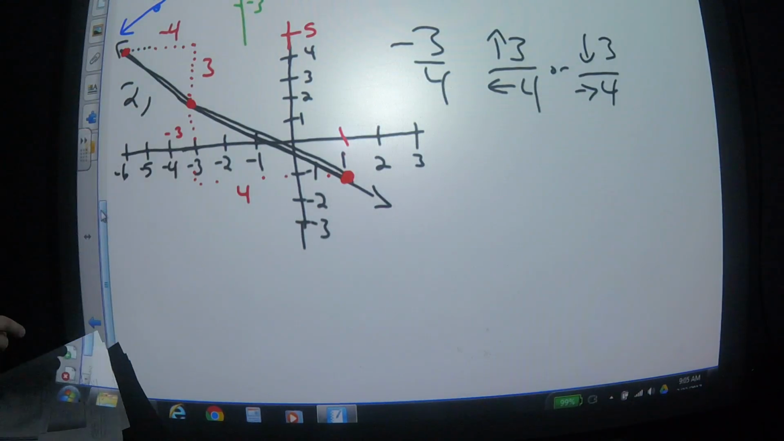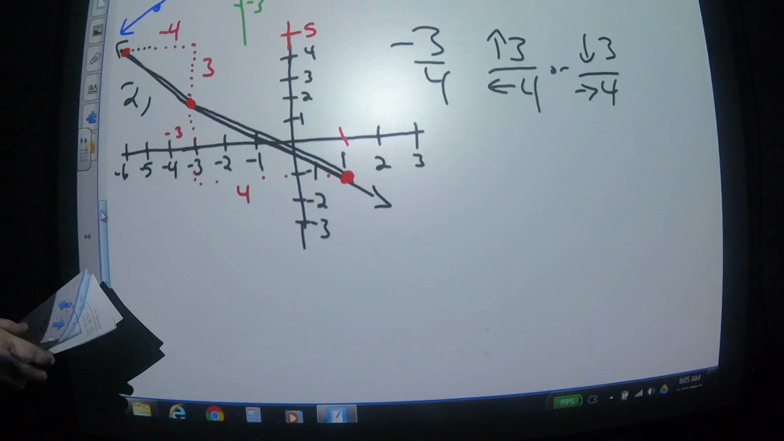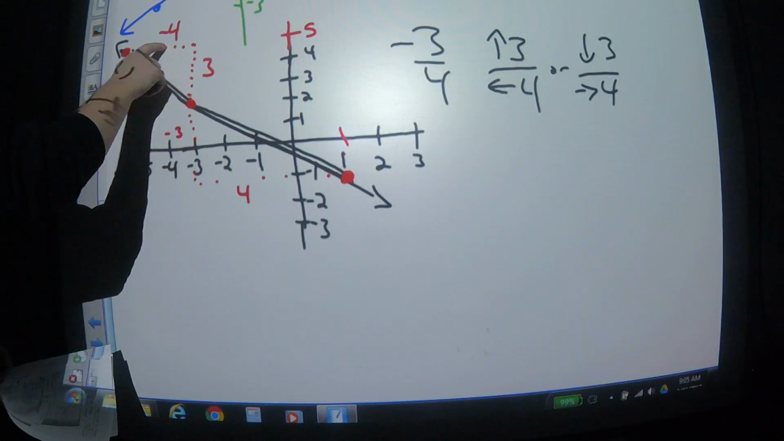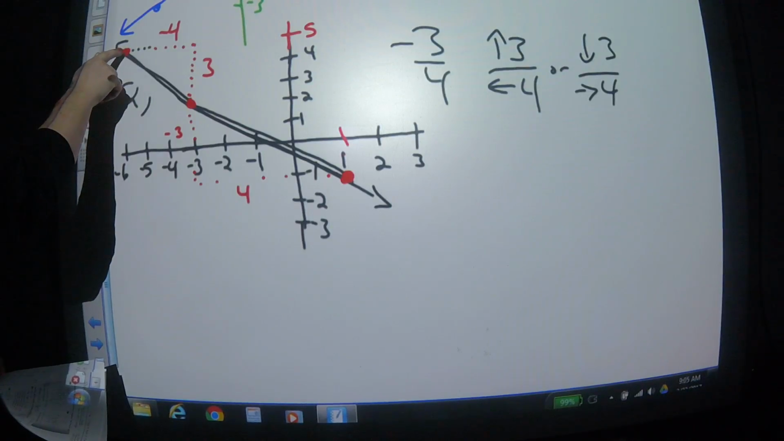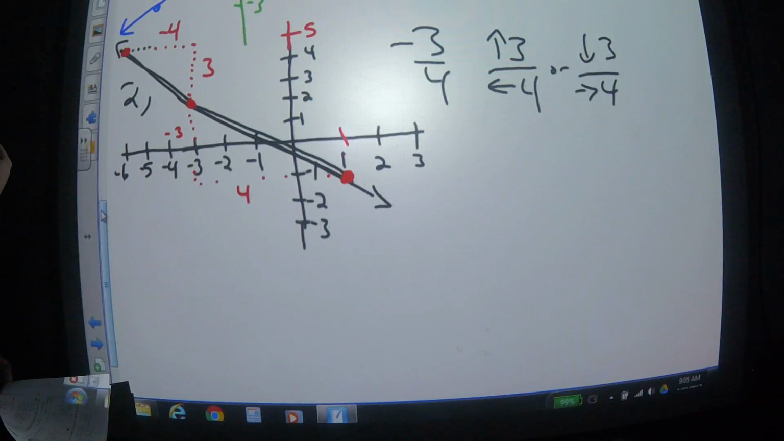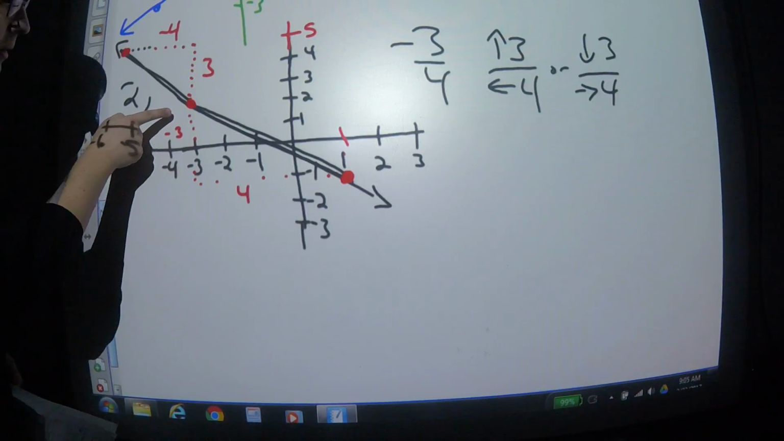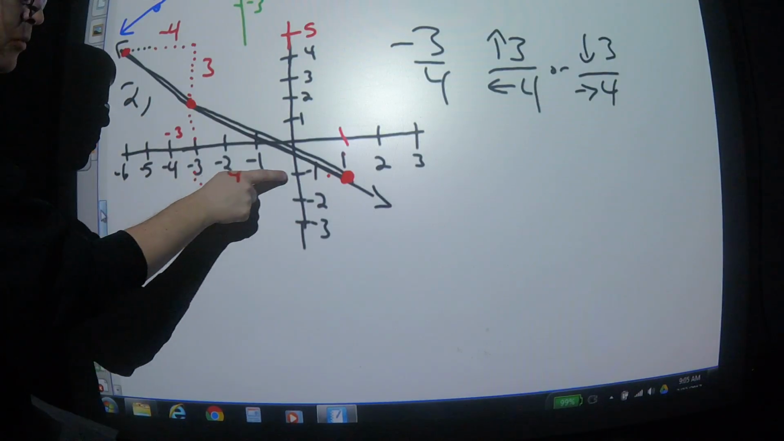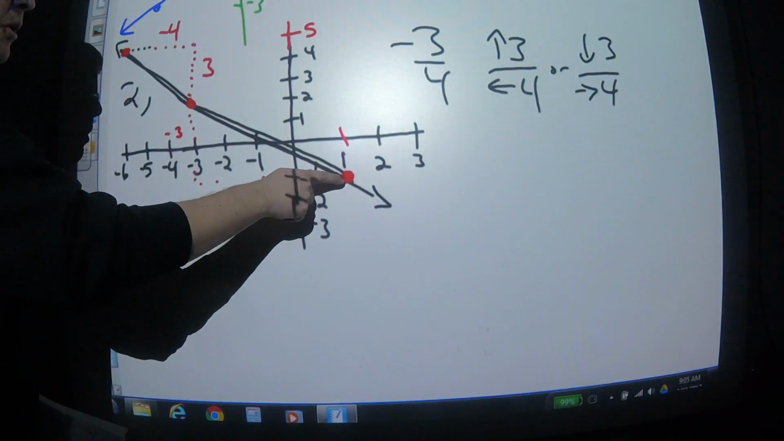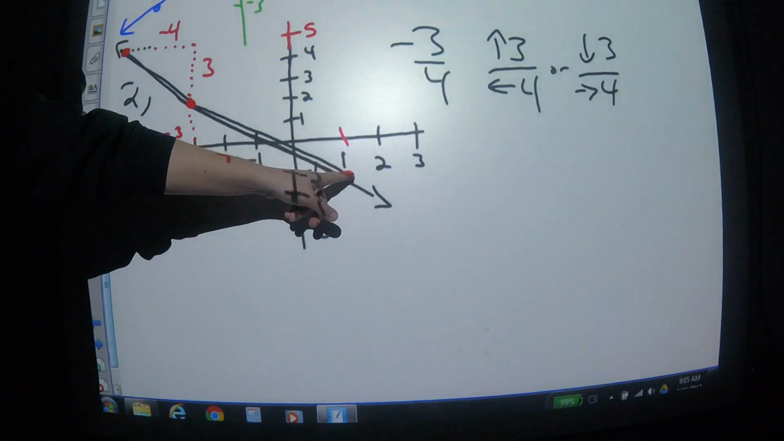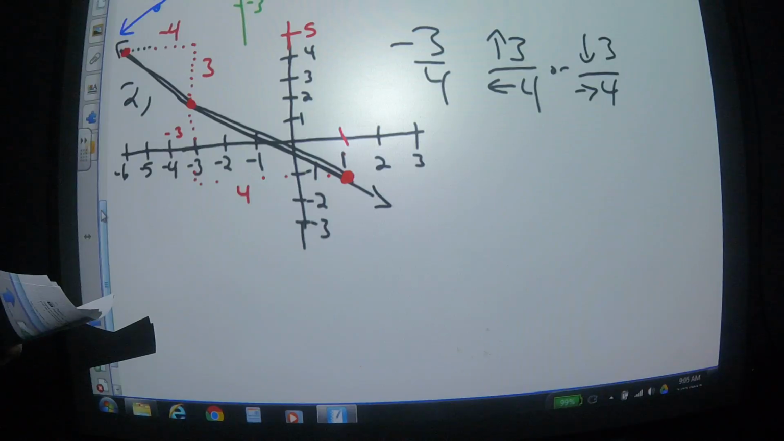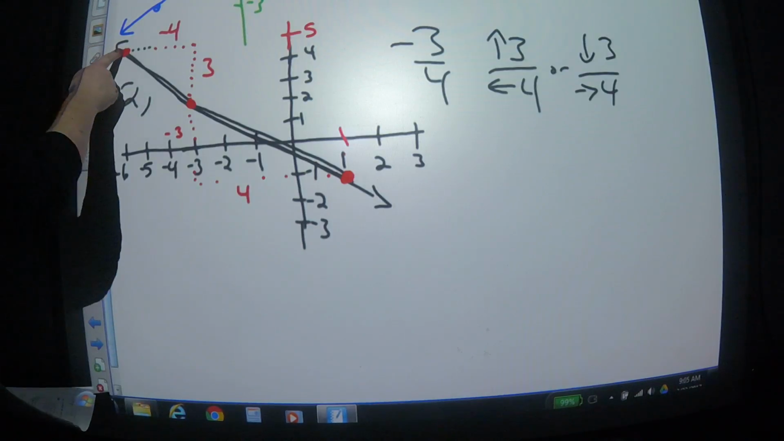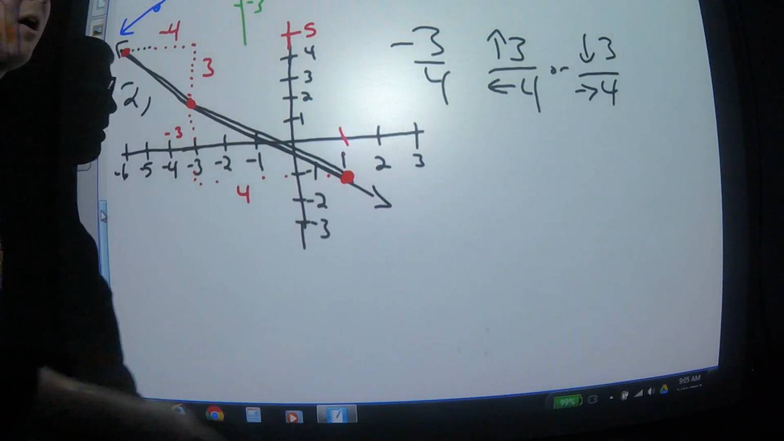So starting at (-3, 2), we are going to go up 3 and left 4 to (-6, 5). Or we can go down 3 and to the right 4, and we would end up getting (1, -1). Whichever one you plotted would be right, because all 3 of these are on the same line.